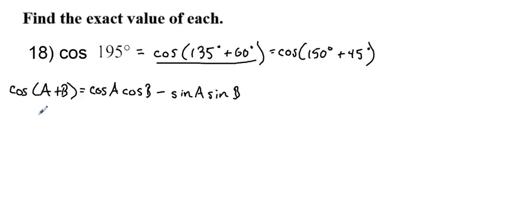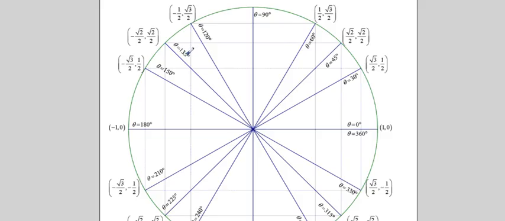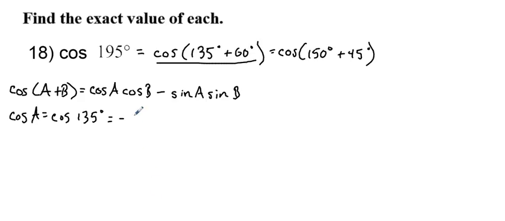A stands for the first angle, which in this case is 135. B stands for the second angle, which in this case is 60. So first, cosine A is going to be the cosine of 135. And let's look at our unit circle for just this one particular example. At 135 degrees, the coordinates are negative radical 2 over 2, comma, positive radical 2 over 2. As always, the x-coordinate is the cosine, so negative radical 2 over 2. The y-coordinate is the sine, positive radical 2 over 2.